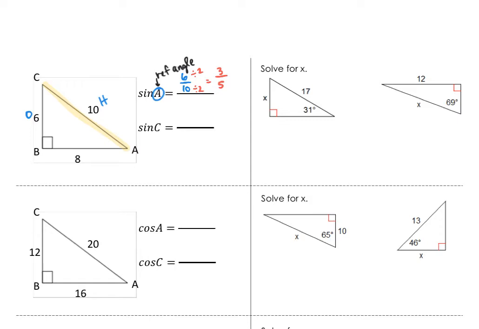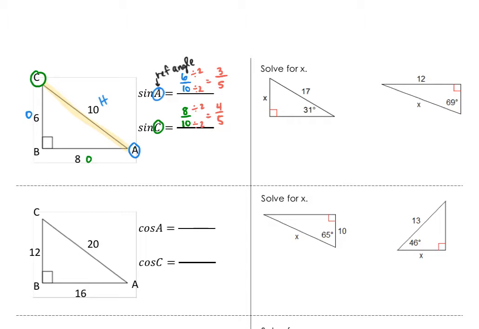Now we're going to do C. We're using C as our reference angle, so I'm going to circle C. The opposite side to C is now 8, because remember, when we switch reference angles, our opposite and our adjacent sides switch. So it's going to be 8 over 10, because our hypotenuse is 10. Just like before, to reduce the fraction, divide the top and the bottom by something in common. I can divide the top and the bottom by 2, so this becomes 4/5. So sine of C is equal to 4/5.